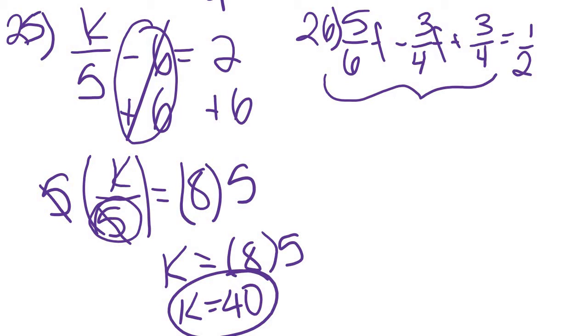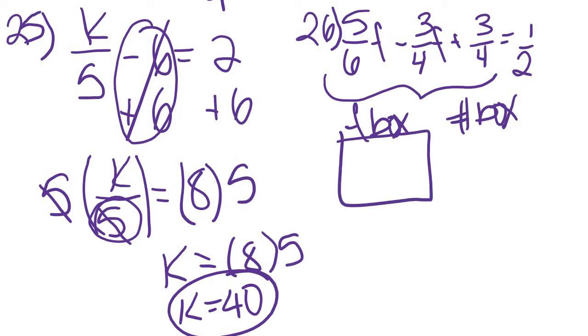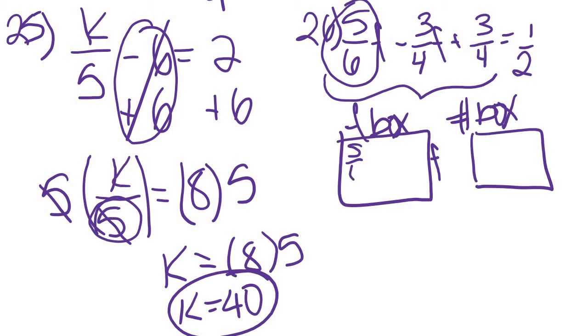All right, so I'm going to make my F box and my number box. In my F box, I'm going to put anyone who has an F, and I'm going to put an F there so I don't forget. And in my number box, I'm going to put any lonely numbers with no Fs. So I have 5/6 with an F, so he goes in my F box. And then I have a negative 3/4 with an F, so he goes in my F box. And then I have a positive 3/4 hanging out by himself over here.